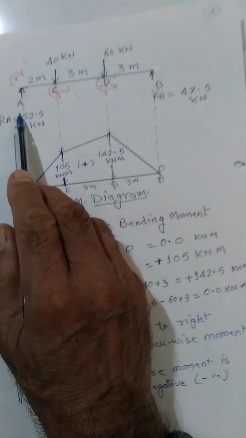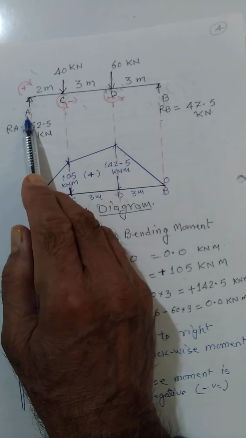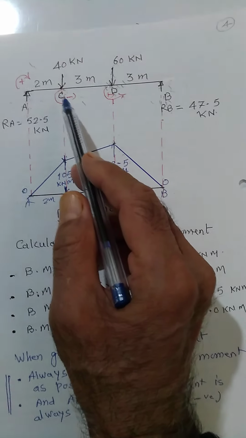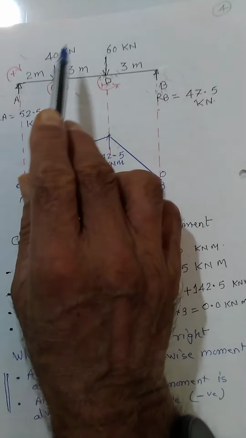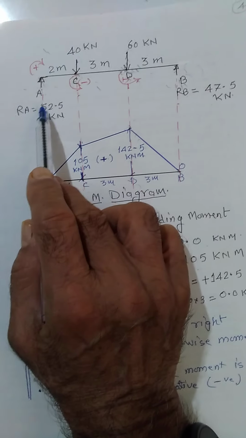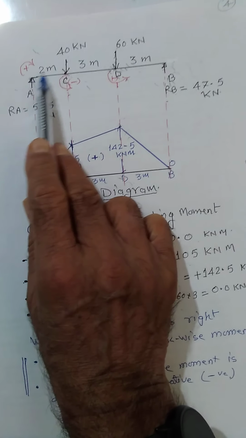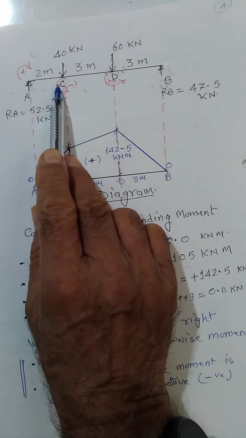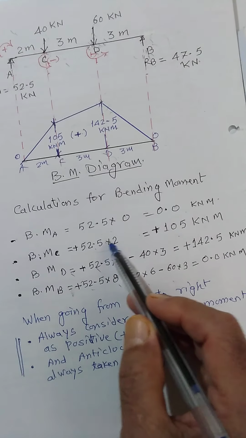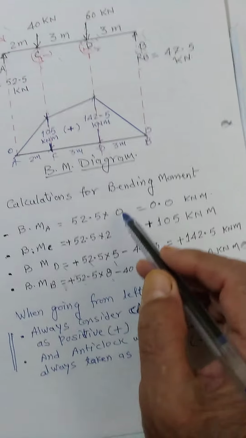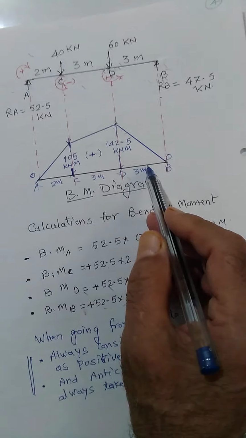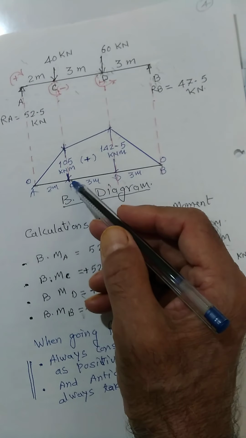Starting from A, bending moment at A is equal to nothing but RA into 0. If I take the moment at C, how many forces are there just to the left of C? Only one. Because it is nothing but 52.5 into 2 and 40 into 0. You can see it will be only 52.5 into 2, a clockwise moment, and clockwise moment is always taken as positive. So it is to be drawn only above the reference line.